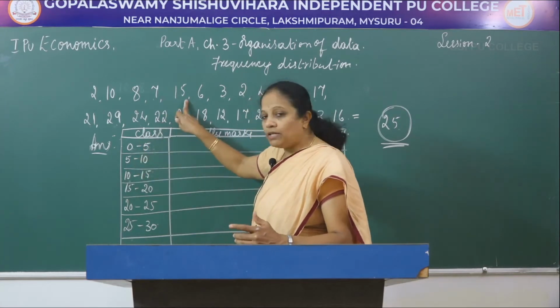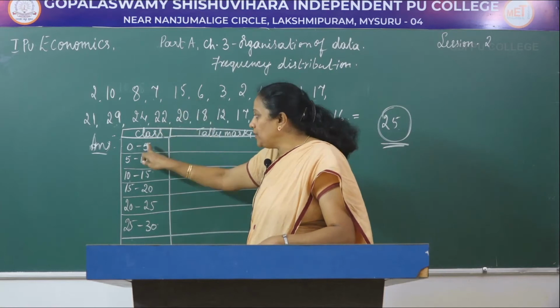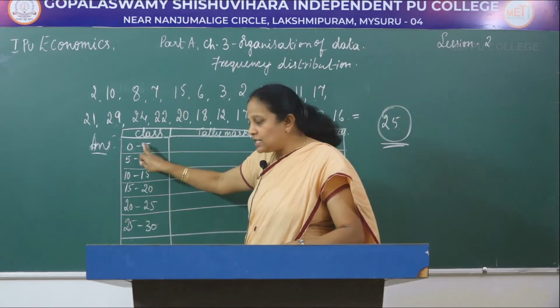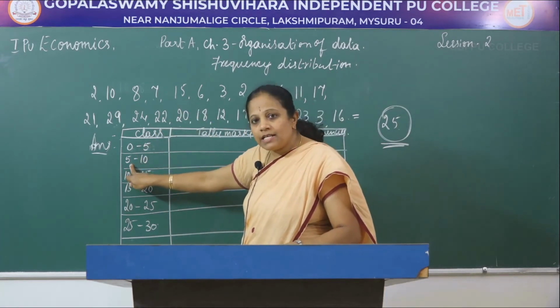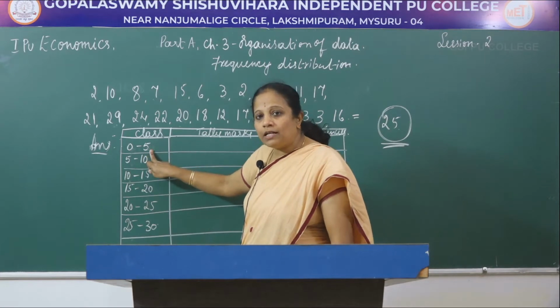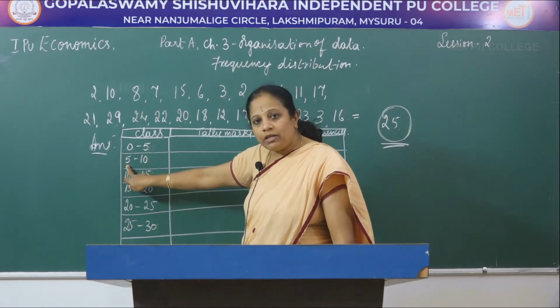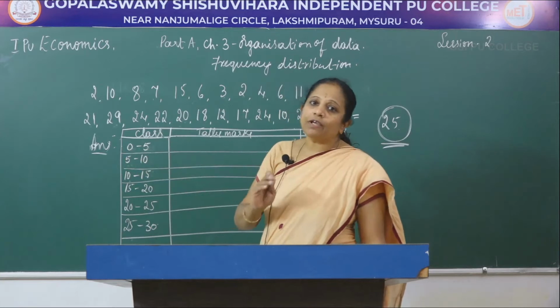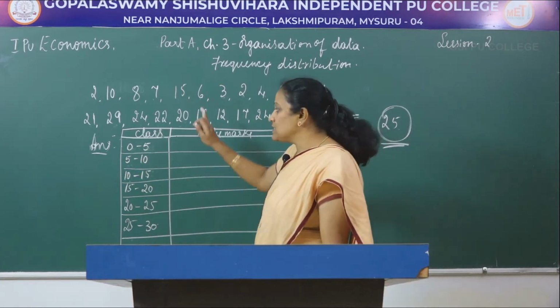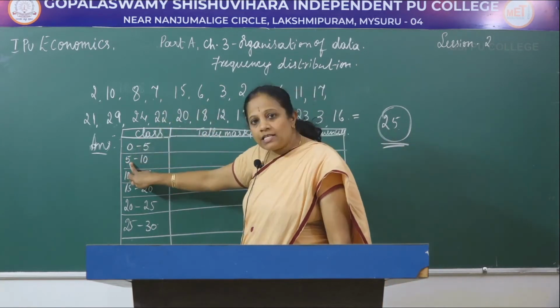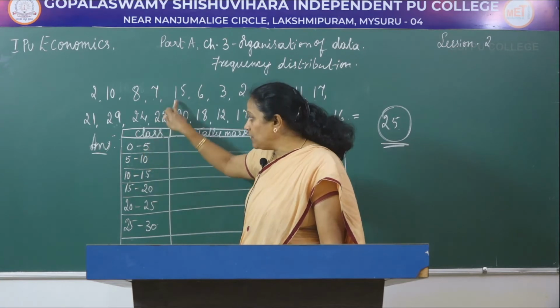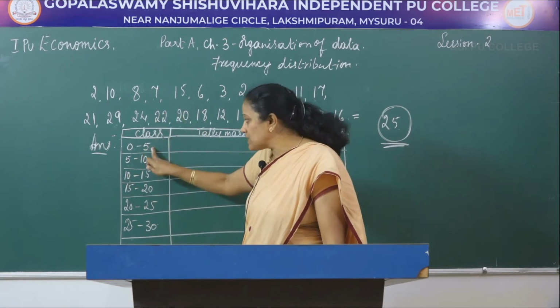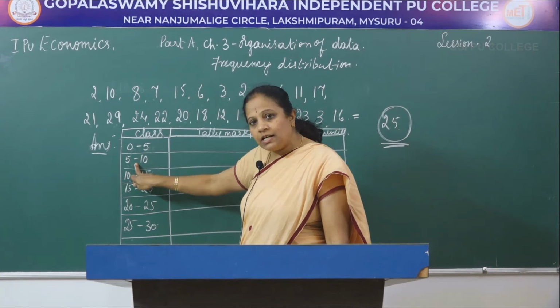Suppose 5 is there. In this group, we don't consider it in this class, but it is taken in the next class. The upper limit of one class will be the lower limit of the next class. In the case of the exclusive method, we consider the number 5 in the next class. If it is there in this group, it is excluded here and it is considered here.